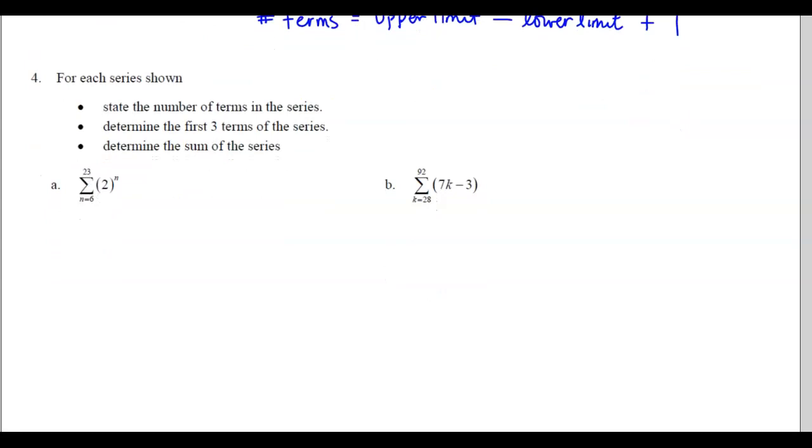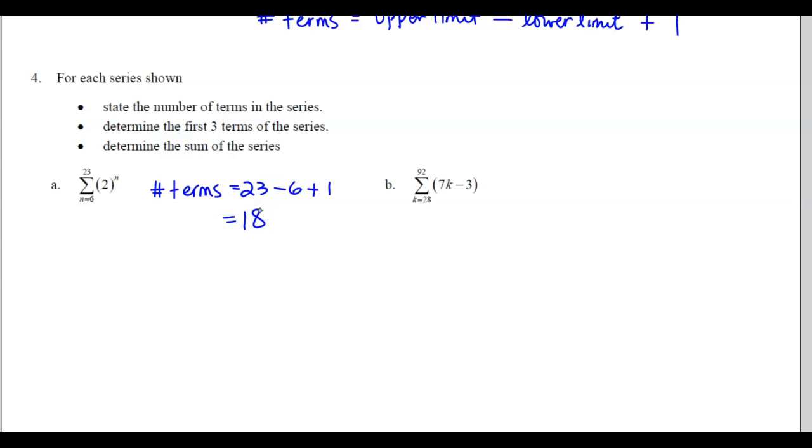Okay, so here, state the number of terms. So the number of terms will be 23 minus 6 plus 1. So that's 18. Okay, not 23.